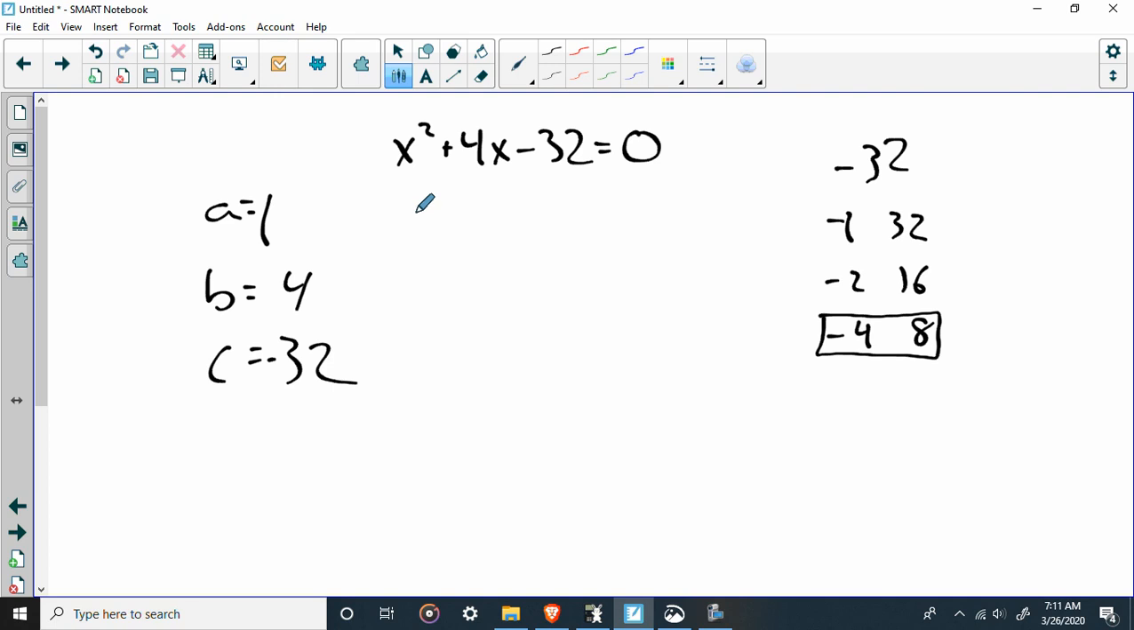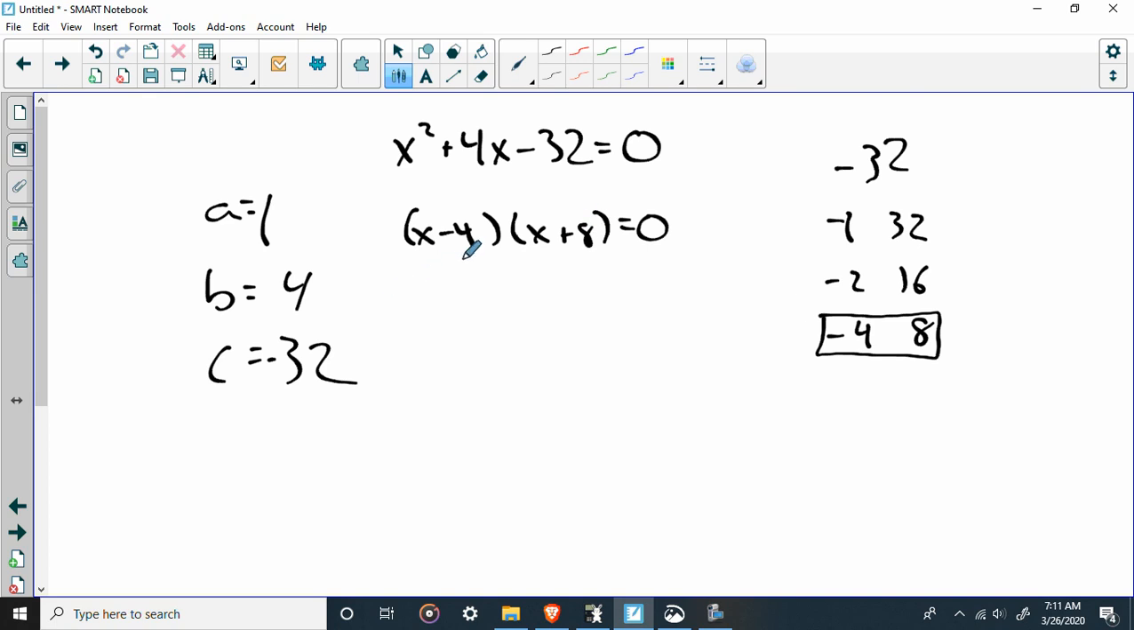Okay. So let's rewrite this now in factored form. We're going to get our parentheses out. And what are we going to say? I'm given x minus 4 because it was negative, and x plus 8 because it was positive. And now we're back to those other problems.